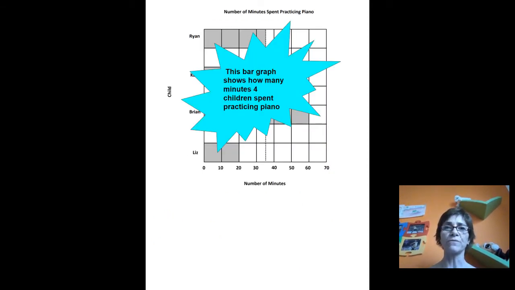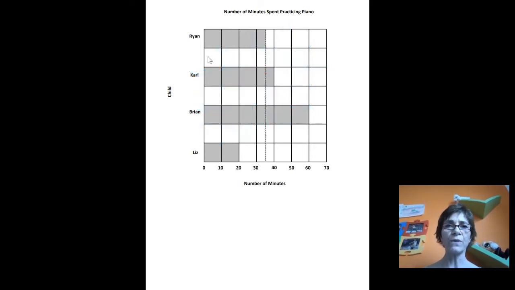Let's look at this bar graph. This bar graph shows how many minutes 4 children spent practicing the piano. All right, so here we have the kids. We have Ryan, Kari, Brian, and Liz. And here we have the number of minutes. You always have, when there's a graph or a chart, a title here, number of minutes spent practicing the piano. Here we have the kids with their names, and here we have the number of minutes.